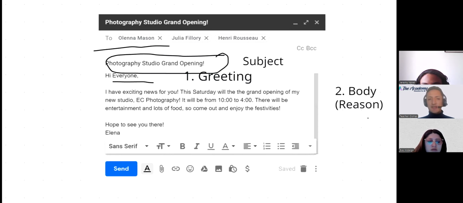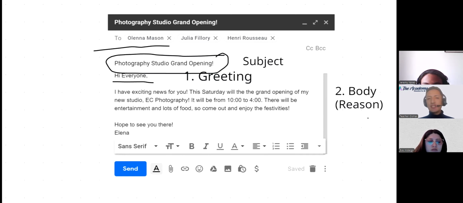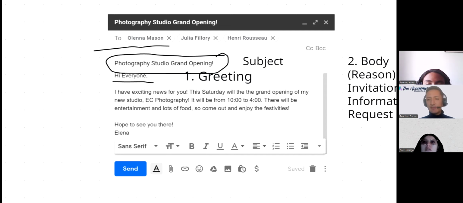This Saturday will be the grand opening of my new studio. There will be entertainers, so come out and enjoy the festivities. In this case, can you see it, my dear students? We are trying to invite. The reason for this email is an invitation, but remember that we may have different reasons, okay? For example, it could be informative, it could be, my dear students, a petition or a request. So obviously, here you need to write the reason why you are writing that email.